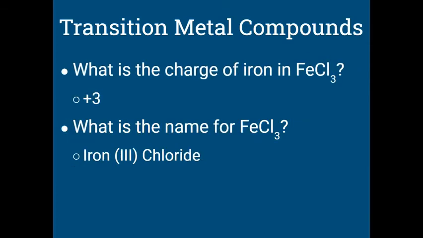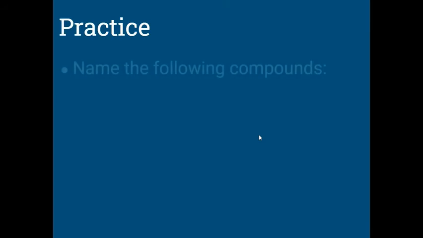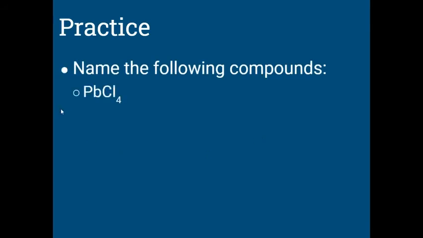So if we have iron FeCl3, we would see that iron has a charge of +3 because it's bonded to 3 -1 chloride ions. And so we would name this iron Roman numeral 3 chloride. All right, so we have to do a little bit of backwards thinking to figure out, based on what it's bonded to, what its positive charge would have to be. So let's put this into practice. We've got the formula PbCl4.